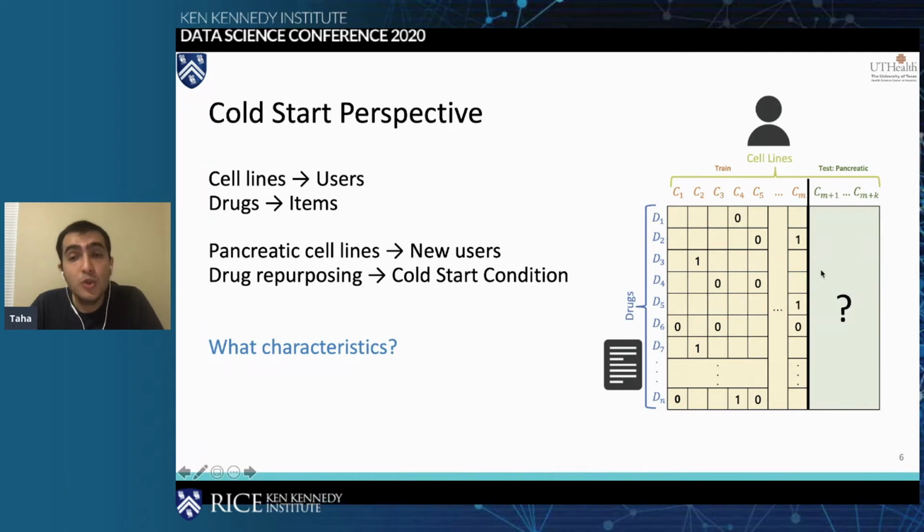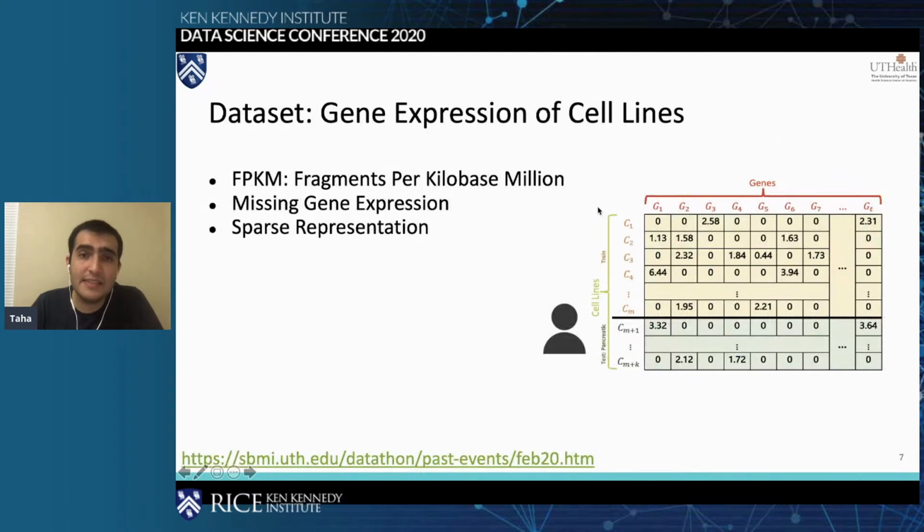And to do that, we need some contents about cell lines and drugs, or users and items from the cold start perspective. And what are those characteristics? That is the second and third part of our dataset. The second part of our dataset is the genetic expression for cell lines, which is based on FPKM. That is an accurate quantification of cells' genetics, and it has, of course, some missing gene expression, and it has a sparse representation.